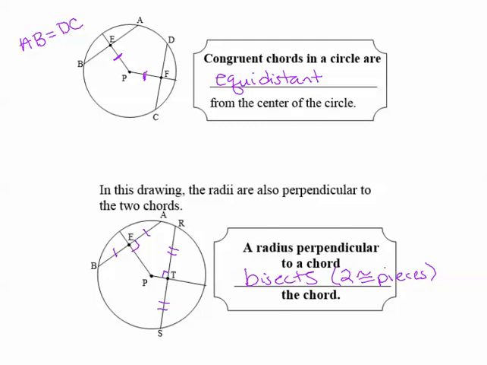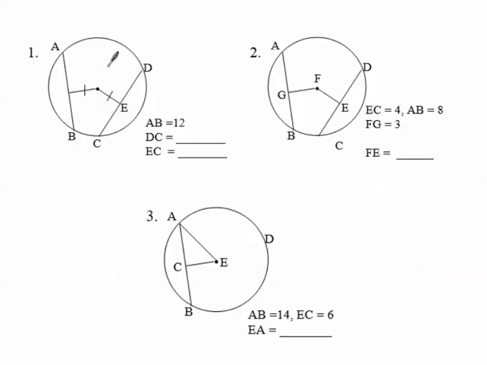So let's look at some problems dealing with these properties. Number 1, it told me, and I'm going to highlight it so I can see what's going on here, AB, from A to B is 12. Then it asks, what is DC? Well, DC is this entire segment. Since they're the same distance away, those segments have to be equal. So it's 12. Now, EC right here is congruent to this one, so it happens to be 6.